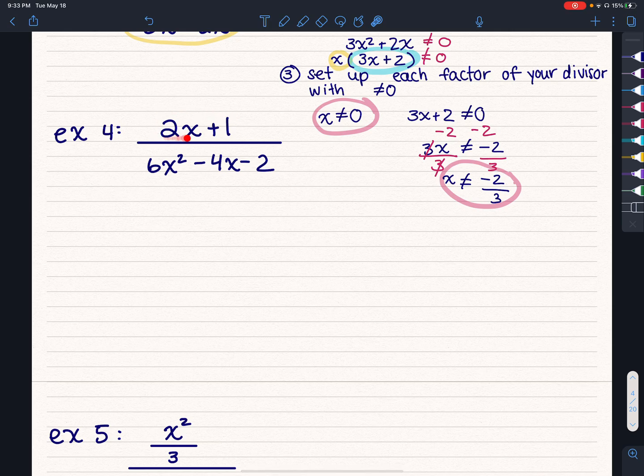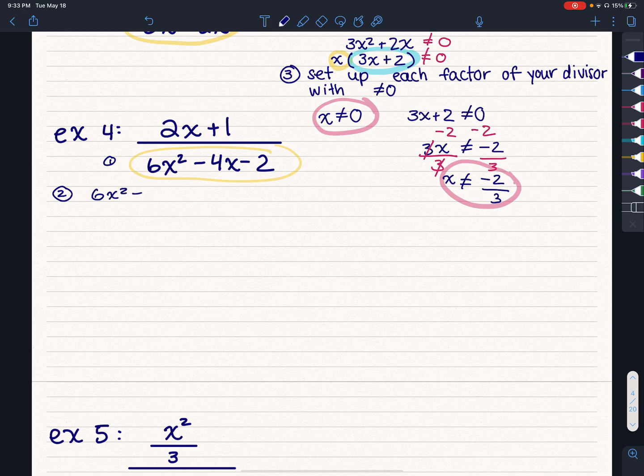So the numerator doesn't bother us, in short. So we'll just look at the denominator. Same thing here. Step 1 is identify your divisor. That's our divisor right there. Step 2 is to fully factor your divisor.